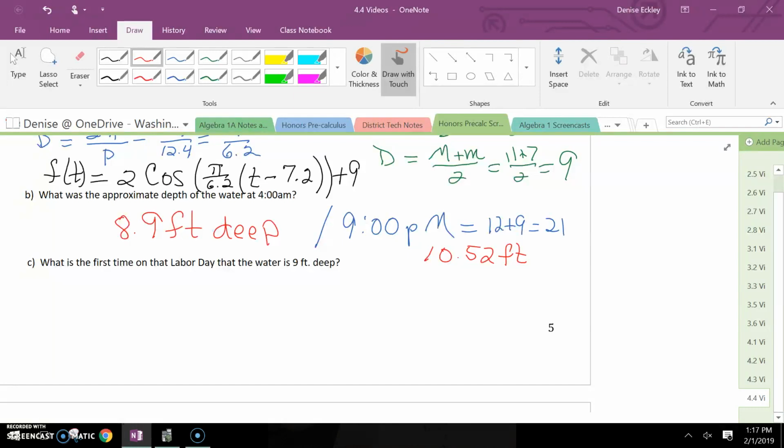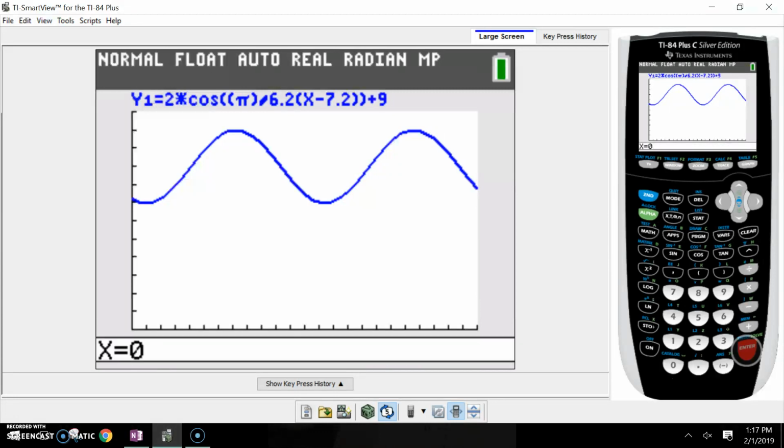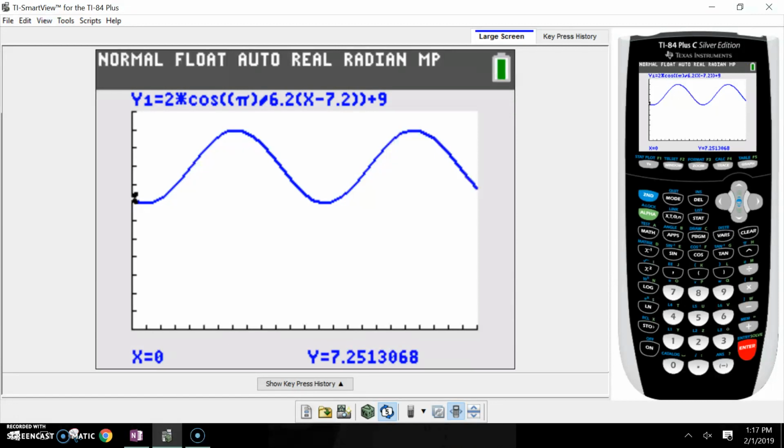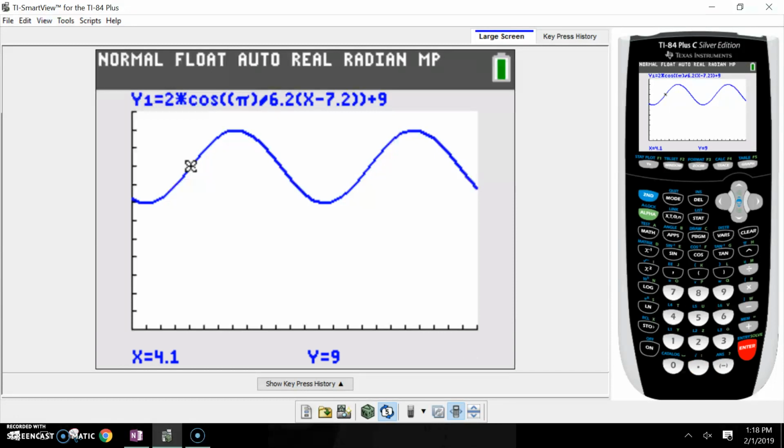Okay, and then finally, it says, what was the first time on Labor Day that the water was 9 feet deep? So what we can do is look at our graphing calculator and go clear back over to the beginning. So I'll just type 0 in, and you can see we're at 7.24. And I'm just going to trace along here and try to see when's the first time that my Y value, or the depth of the water, is 9 feet. So it's somewhere in between 4 and 4.18. So let me just try typing in 4.1 and see what I get. Oh, and there it's exactly 9.